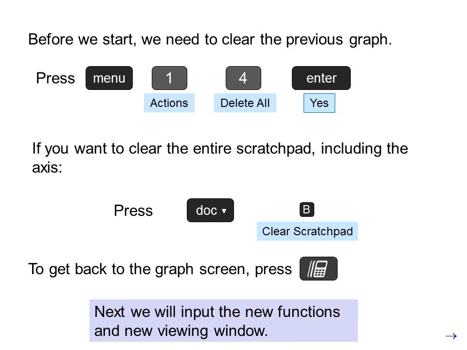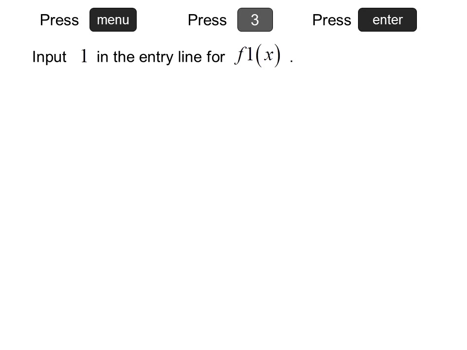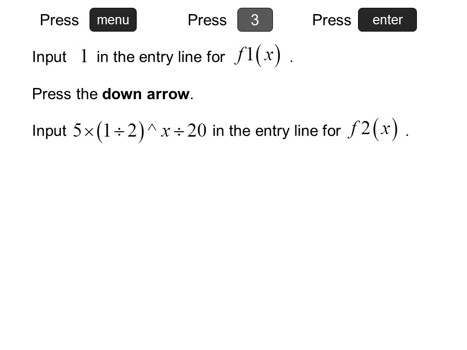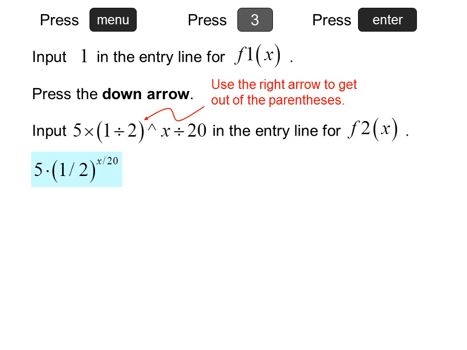Next, we will input the new functions and new viewing window. Press Menu, press 3, press Enter. Input 1 in the entry line for f1 of x. Press the down arrow key. Input 5 times 1/2 raised to the x divided by 20 in the entry line for f2 of x, and we will use the right arrow to get out of the parentheses. So that's what we get, and press Enter.